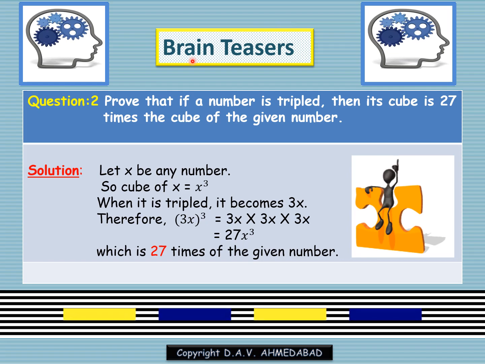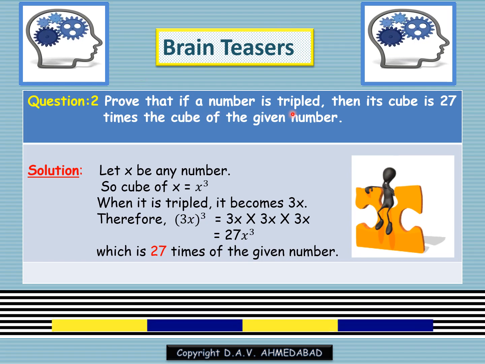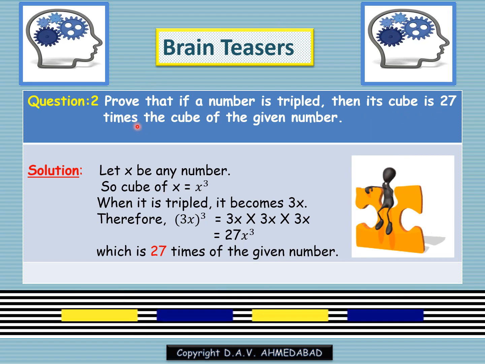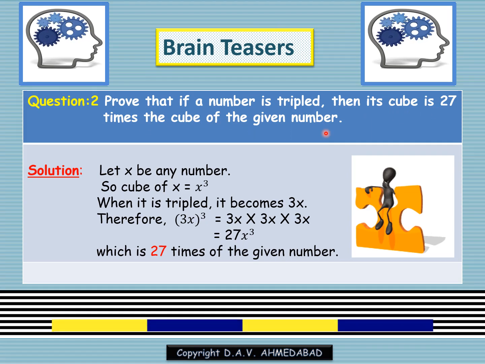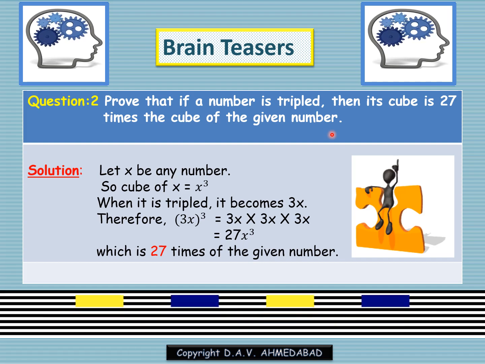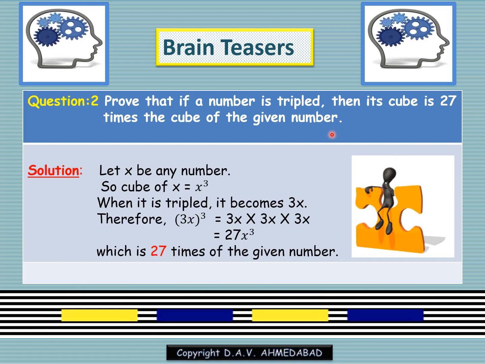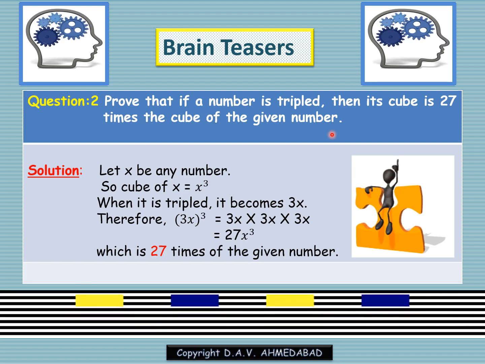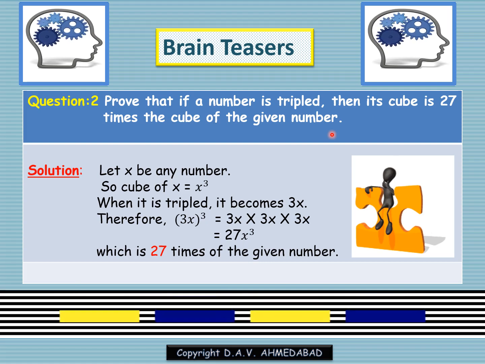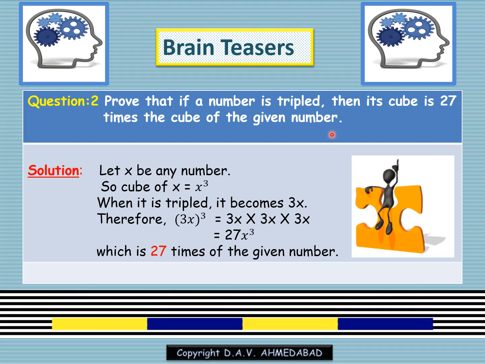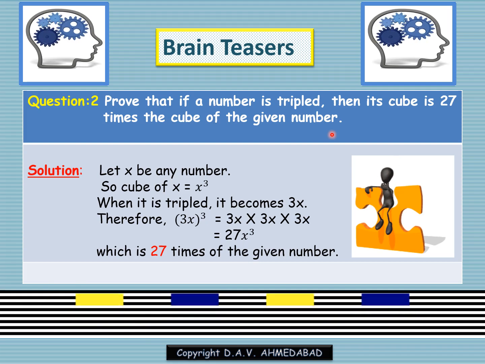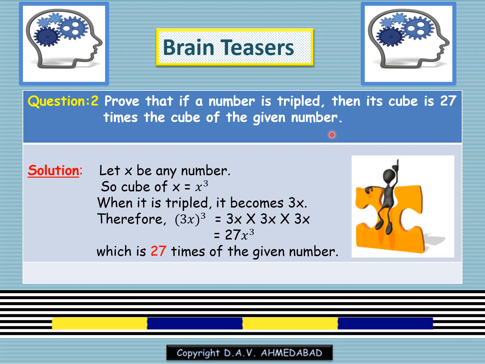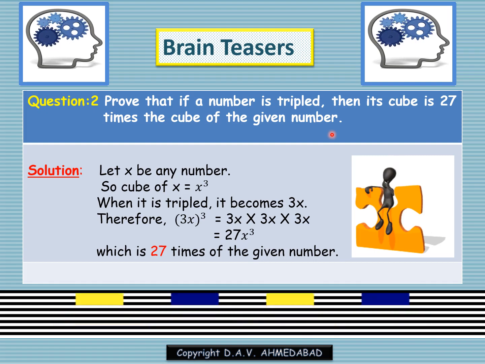Next question is prove that if a number is tripled, then its cube is 27 times of the cube of the given number. Children, let the number be x. Now x cube is x cube. When you will triple x, it will become 3x. Now 3x whole cube is 3x into 3x into 3x, which is 27x cube. So how many times it has increased? 27 times. So hence proved.